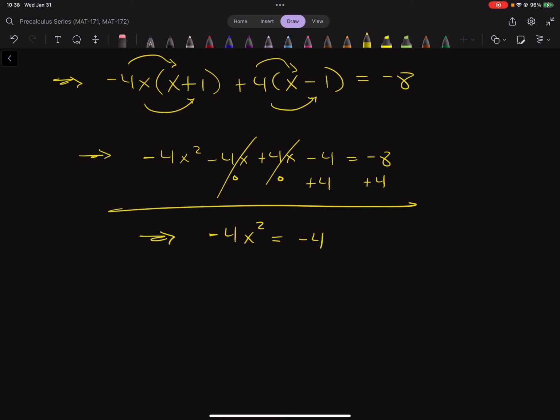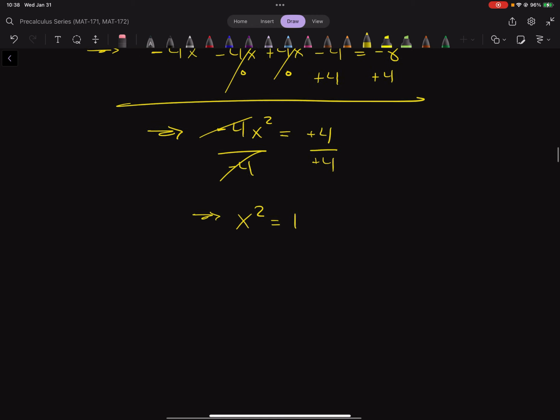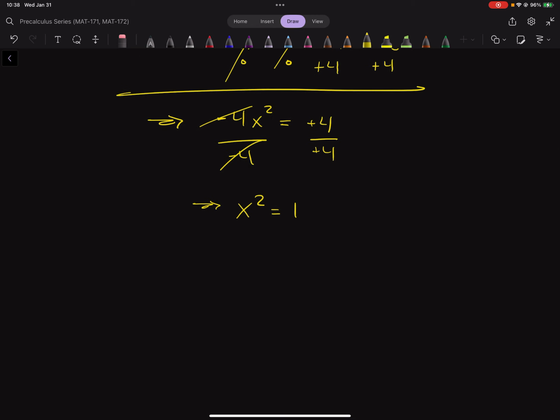Now I need to get the x squared term by itself so that I can use the square root property. Dividing both sides by negative 4, that cancels on the left side, so I would end up with x squared. Negative 4 divided by negative 4 is positive 1. And now I can utilize the square root property here.